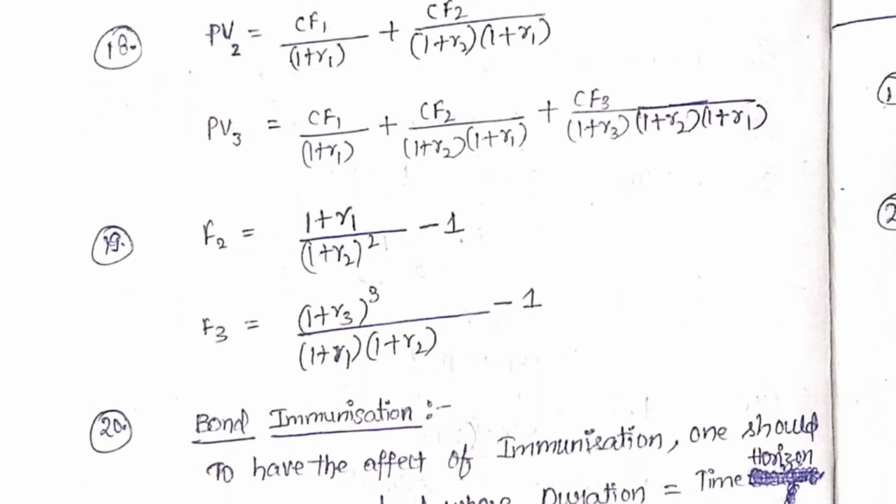F2 equals (1 plus R2) whole square divided by (1 plus R1) minus 1. F3 equals (1 plus R3) whole cube divided by (1 plus R1) into (1 plus R2) minus 1.